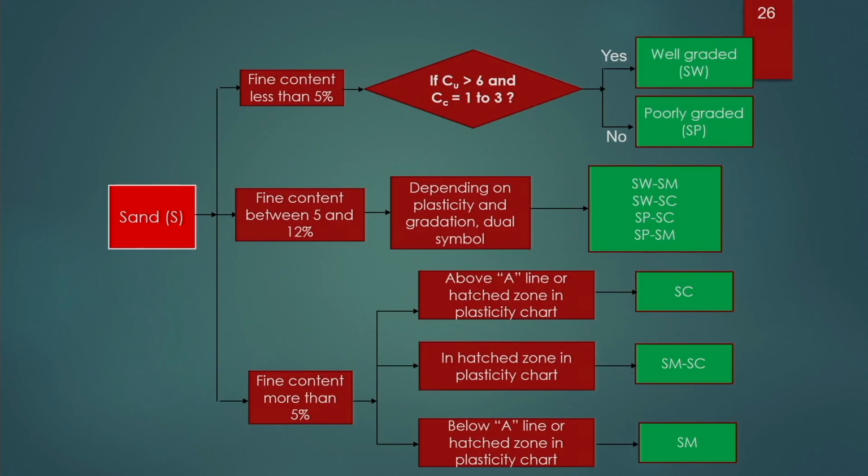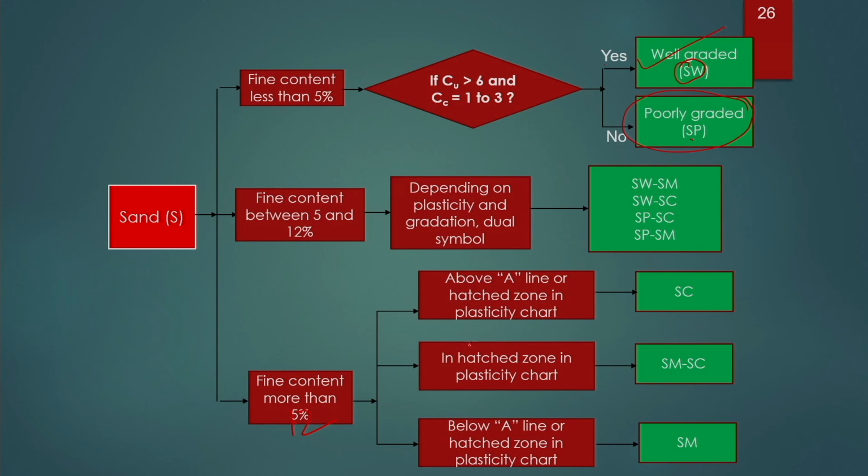Similarly, for sand also we can determine how much the fine content is. If the fine content is less than 5%, then we need to determine Cu and Cc. If Cu is greater than 6 and Cc is between 1 to 3, if yes, then it will be known as well graded sand. So, the term used is SW. If not, then it will be known as poorly graded sand. The term used is SP. Then we will use the fine content. If the fine content is more than 12%, then we need to determine the liquid limit as we determined for the gravel.